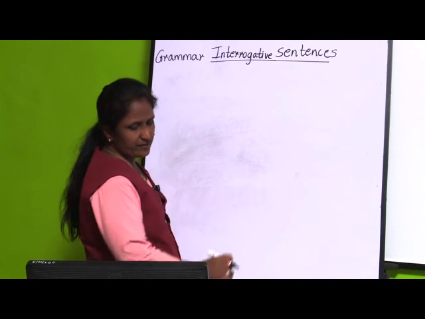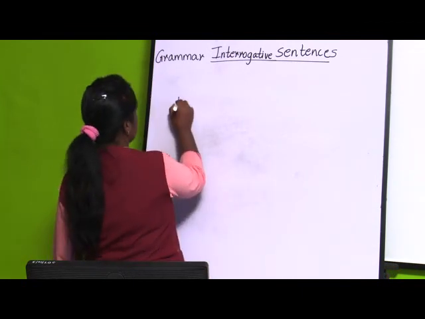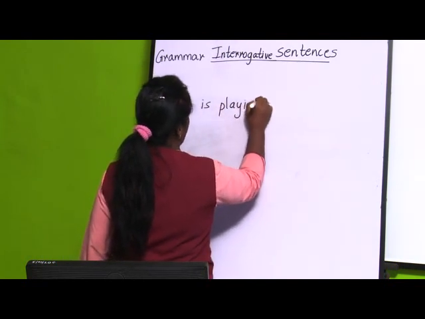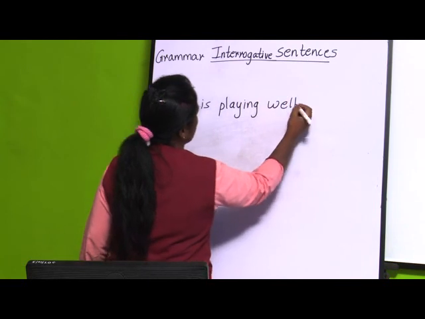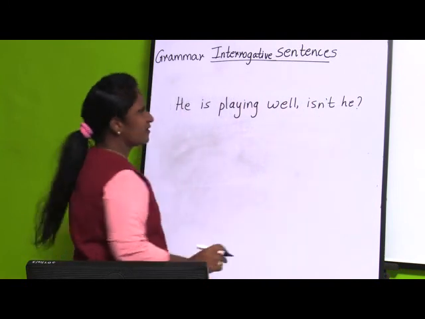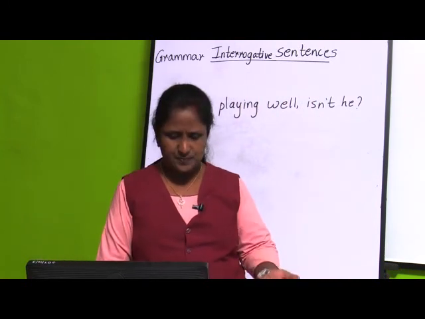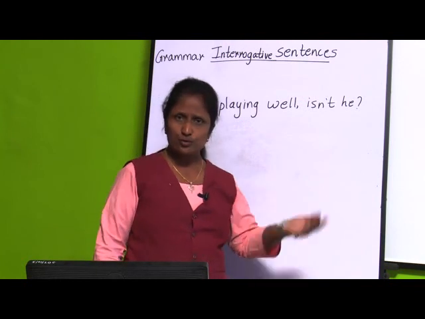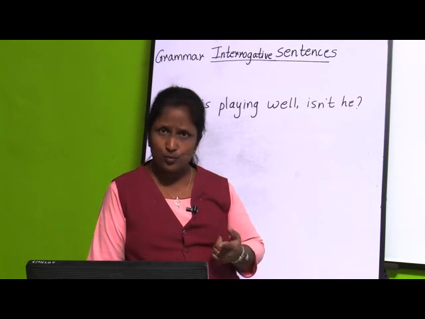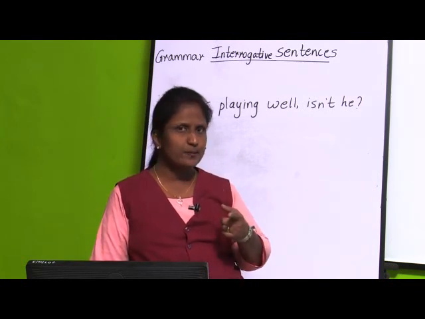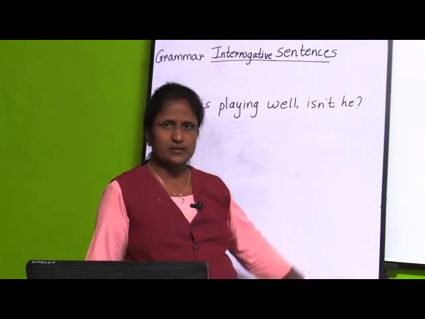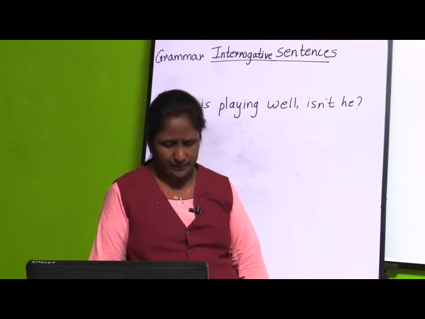Now, here one sentence they have given, he is playing well. And then we have put a question tag, that is, isn't he? I want to confirm that really he is playing well. Yes, he is playing well, isn't he? It means I want to confirm that really he is playing well or not. Then, you are a good player, aren't you? I want to confirm that really you are a good player. Then we are going to use the question tag. So this is also one part of the interrogative sentences.